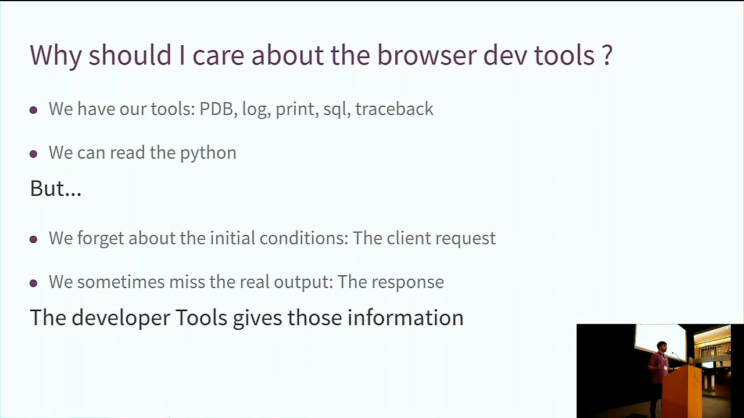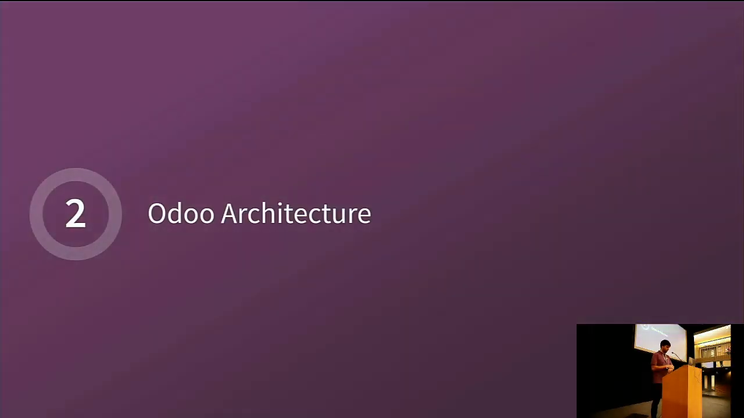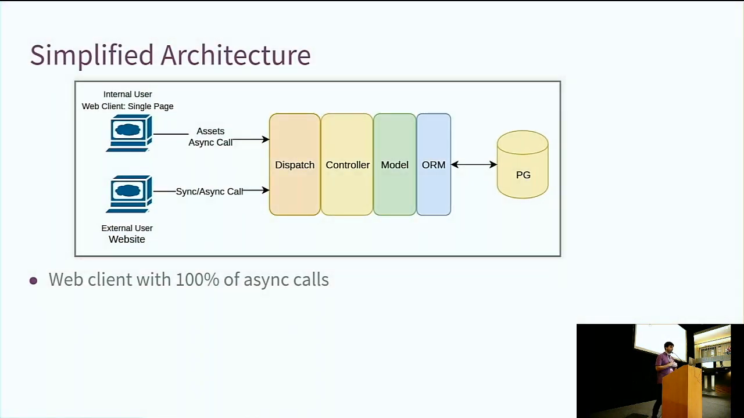Okay, and the developer tool, of course, gives all that information. So, about the Odoo architecture. We have two kinds of users with Odoo. We have the internal user that uses the web client, and the web client is a single page application, and all of the code making calls to the server is asynchronous code. So you won't see anything in your address bar.